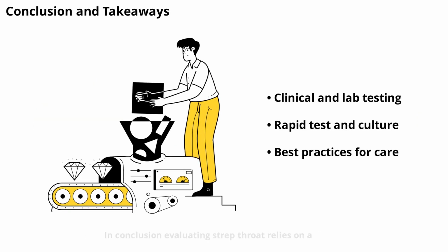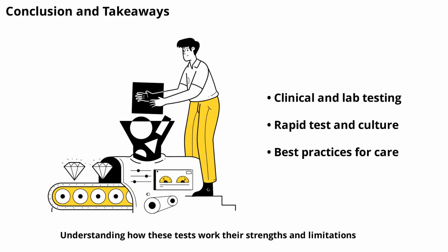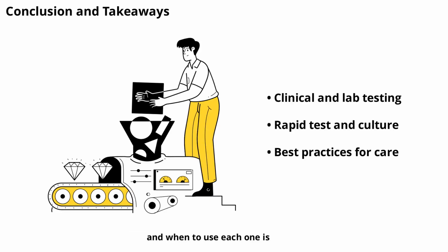In conclusion, evaluating strep throat relies on a combination of clinical assessment and laboratory testing, with the rapid antigen detection test and throat culture being the most commonly used methods. Understanding how these tests work, their strengths and limitations, and when to use each one is essential for accurate diagnosis and effective treatment. By following best practices in testing and prevention, we can ensure better health outcomes for everyone.